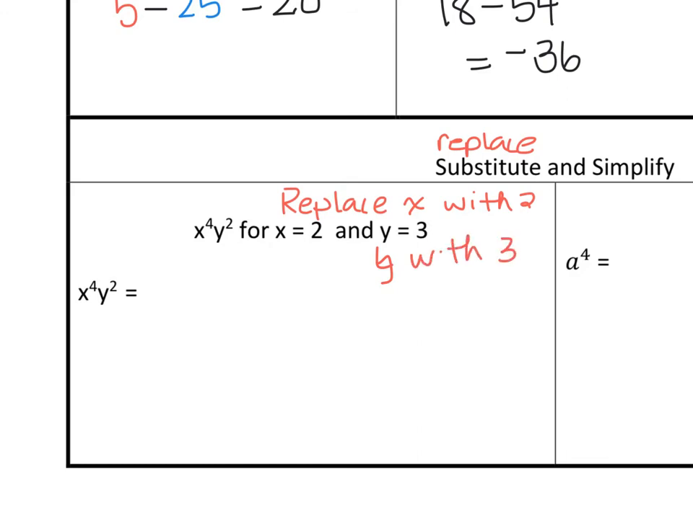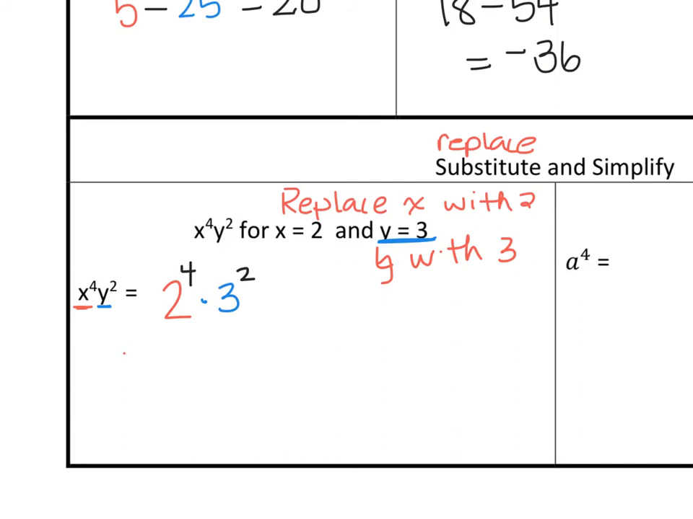So we're going to replace the x with 2. So here's our x. We're going to replace that with 2. Our exponent stays the same. We're going to replace the y with 3, and our exponent remains the same. And then we're going to write it in expanded form and evaluate.